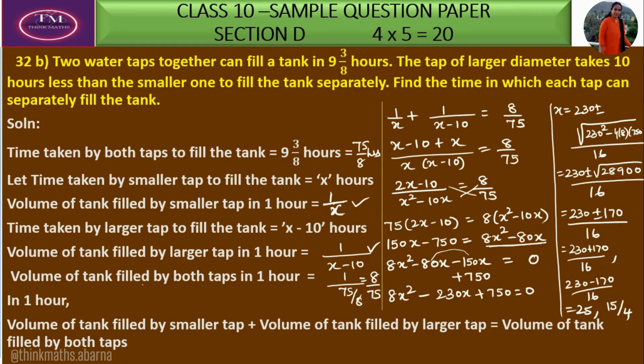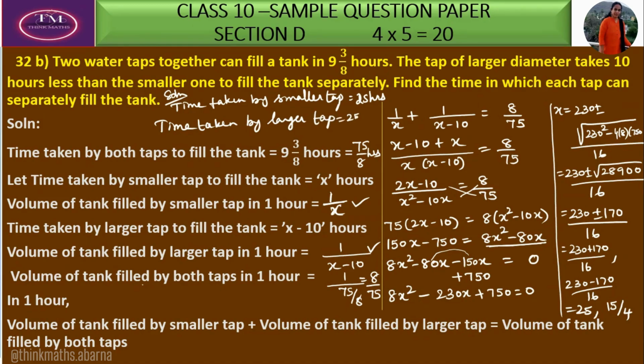So, time taken by the smaller tap. Let me write the solution here. Time taken by smaller tap is equal to 25 hours. In the same way, time taken by larger tap is equal to 25 minus 10, equal to 15 hours. This is the solution. Okay, children, I hope you can understand this problem. So moving on to the next question.